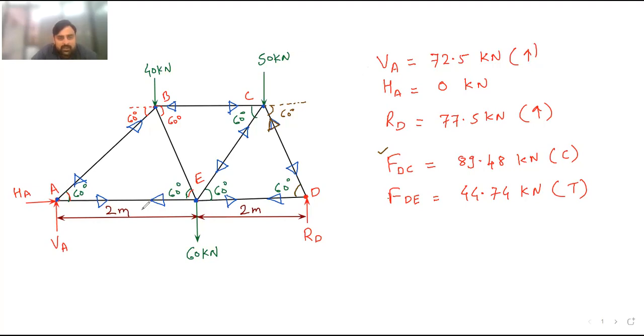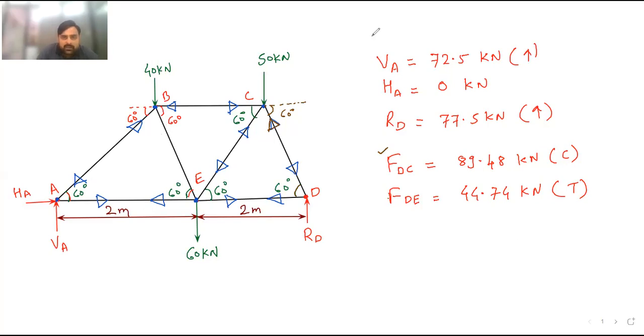कुठला मेंबर राहिलाय का आता अजून? सगळे मेंबर सॉल्व्ह झाले का? कुठला मेंबर राहिलाय? Any member is remaining? कुठल्या मेंबर? हा, बी राहिलाय बघा इथं. Member B is still remaining. So you can take the equilibrium of joint E, free body diagram of joint E, or either you can go for free body diagram of joint B. So we will go for B.